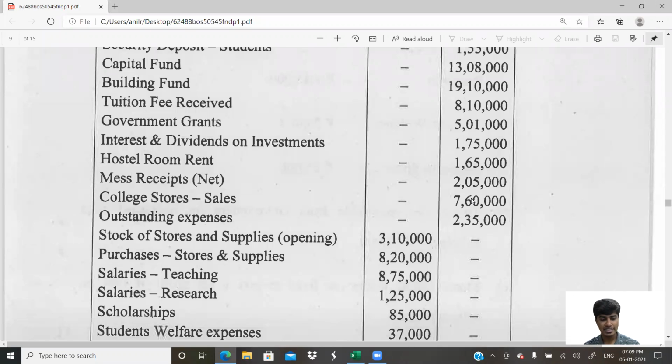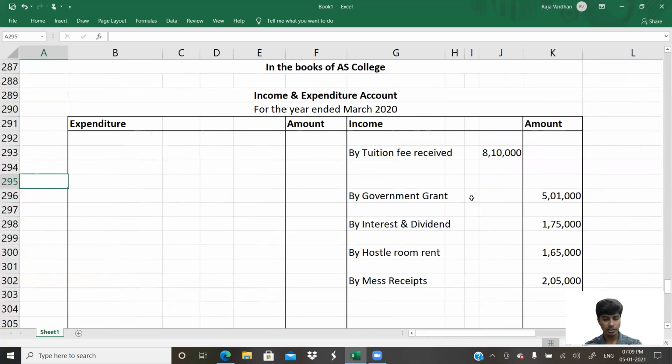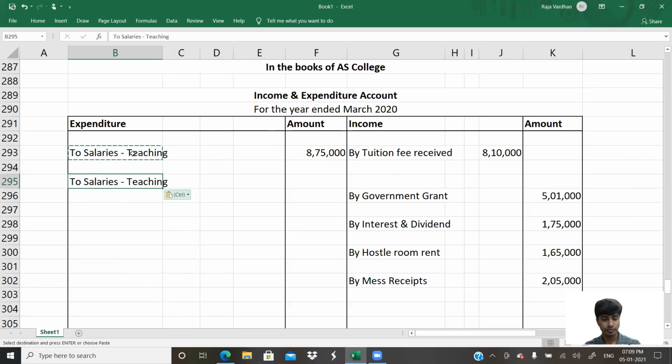Next we have salaries, teaching, research. So salaries is an expenditure, so I'll write on the expense side. Wow, finally, first expense. So salaries, teaching and research. Shall I write it separately? Yes, I will. How much is it? Salaries, teaching, 8,75,000. Any adjustments? No. Then we have salaries, research. Salaries for research is how much? 1,25,000.